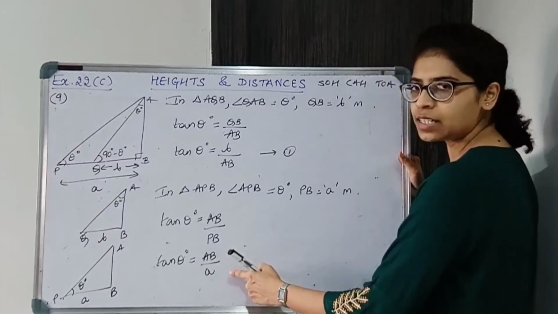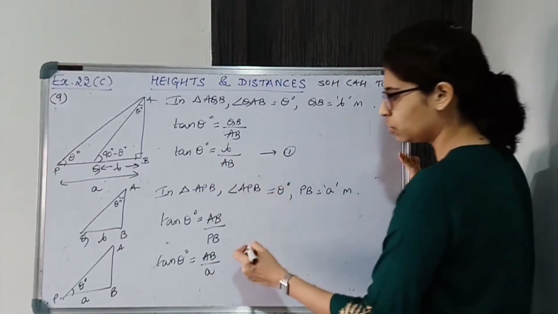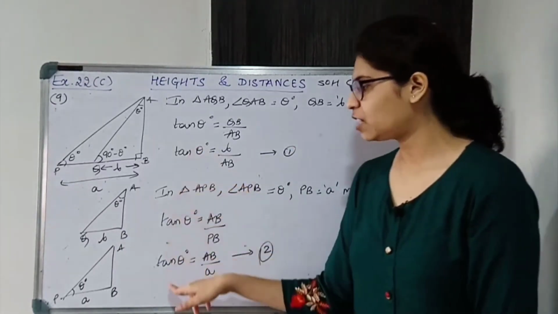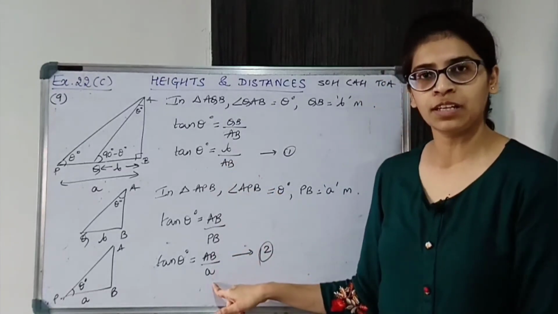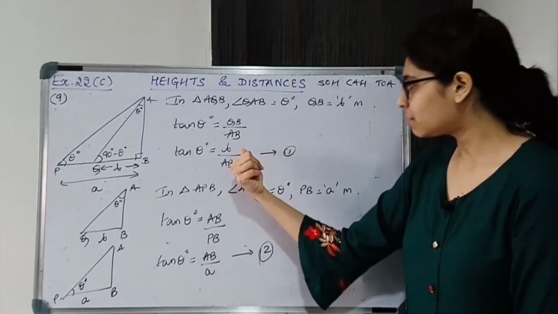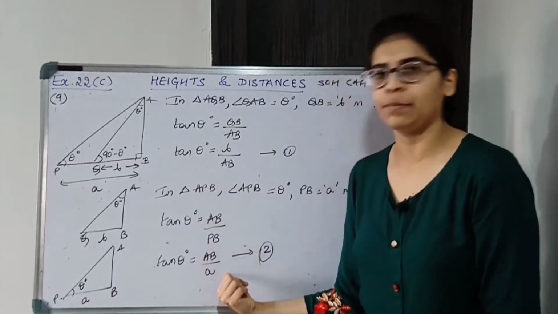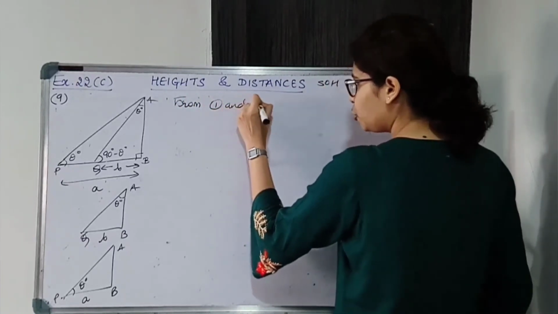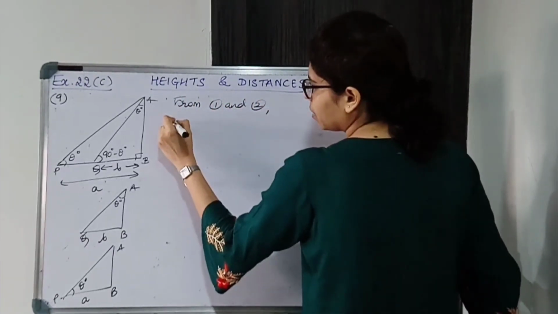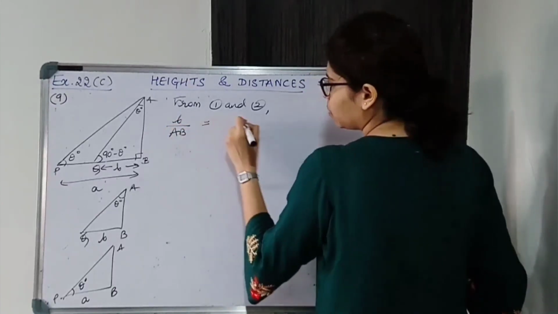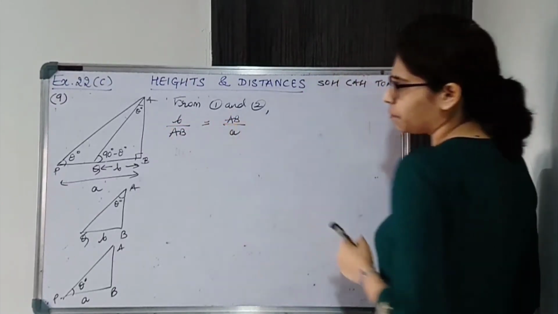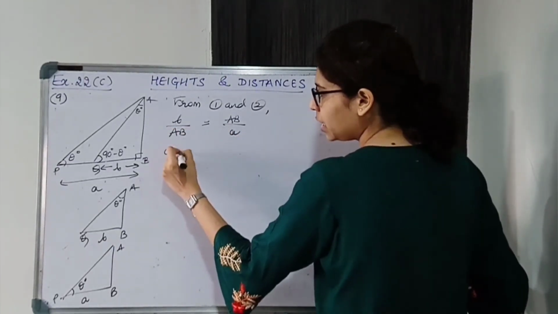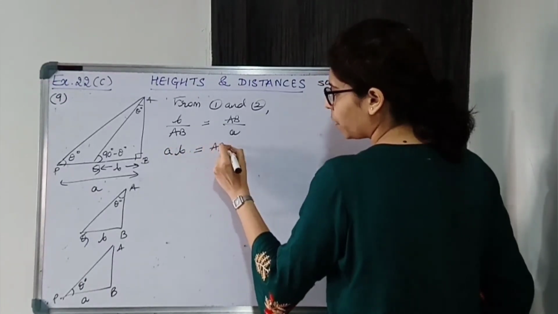Here we are getting tan theta is equal to this, and here we are getting tan theta is equal to this. So mark this as 2. From 1 and 2, I can say that LHS are equal, therefore RHS will be equal. Okay, so now we will write down that B upon AB is equal to AB upon A. So from 1 and 2, B upon AB is equal to AB upon A. Correct? RHS will be equal. So shift A, so AB squared is equal to AB.